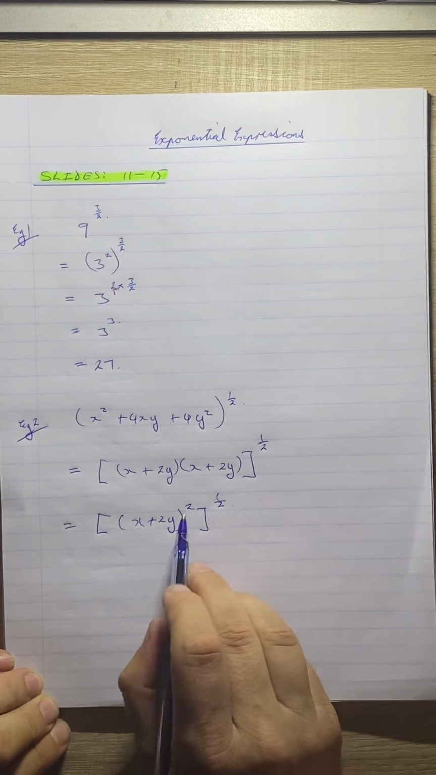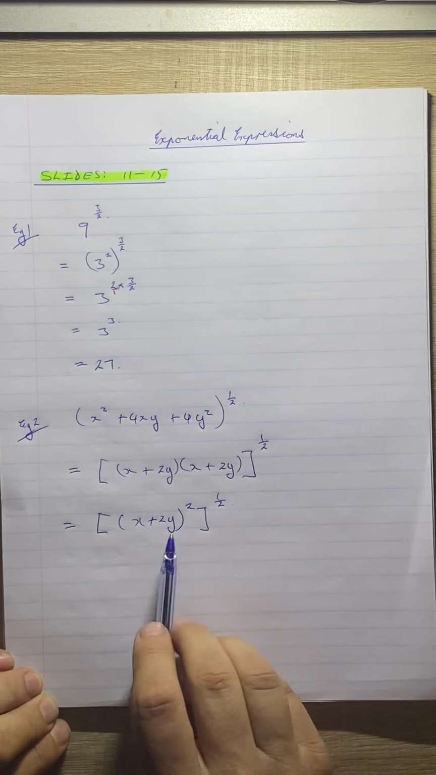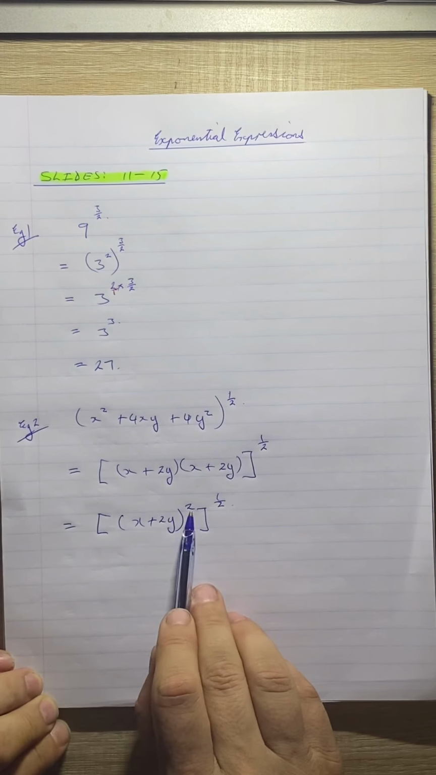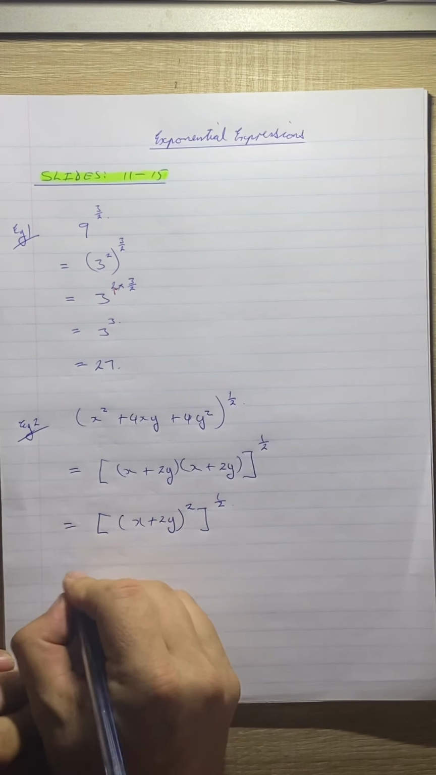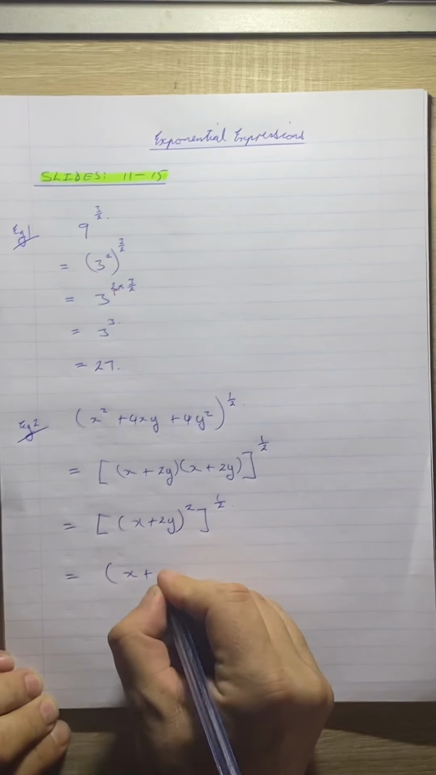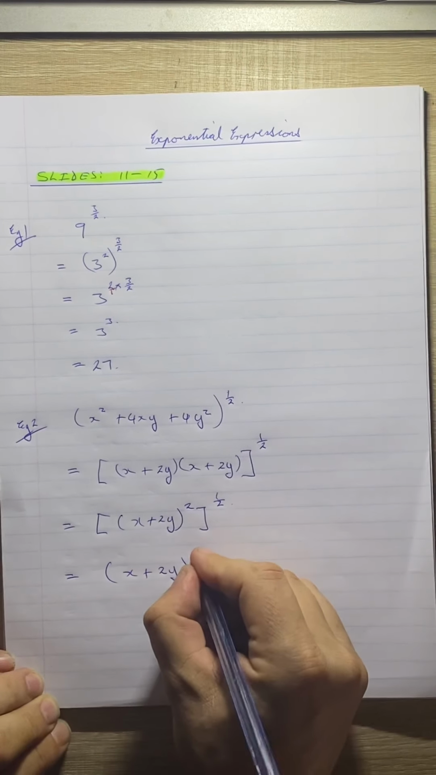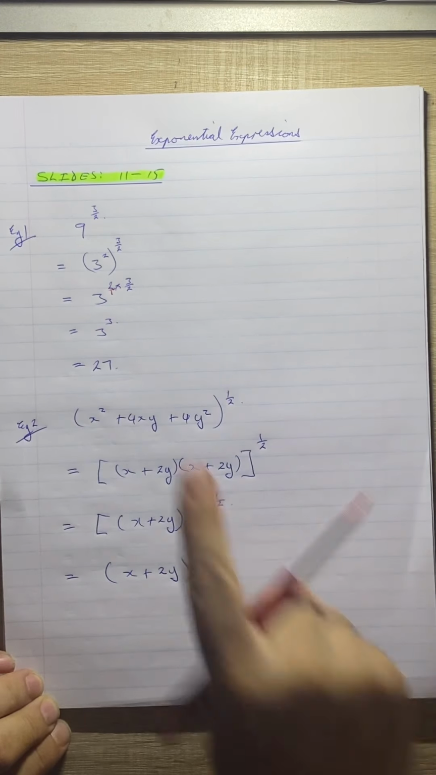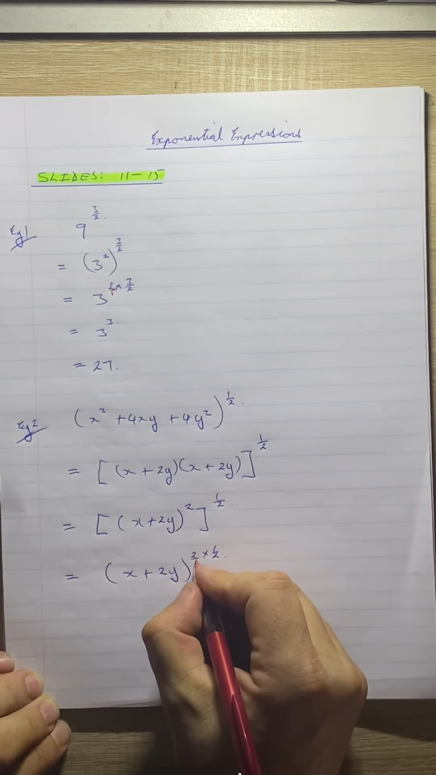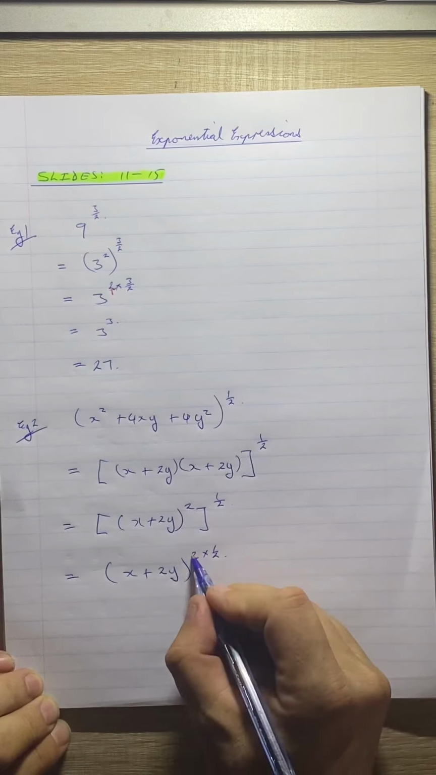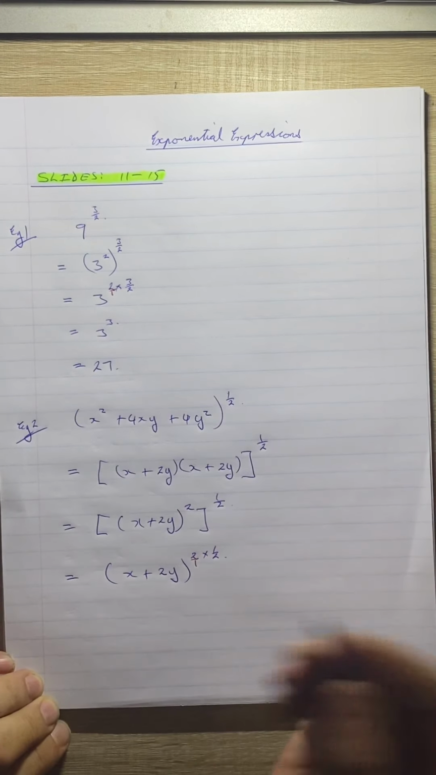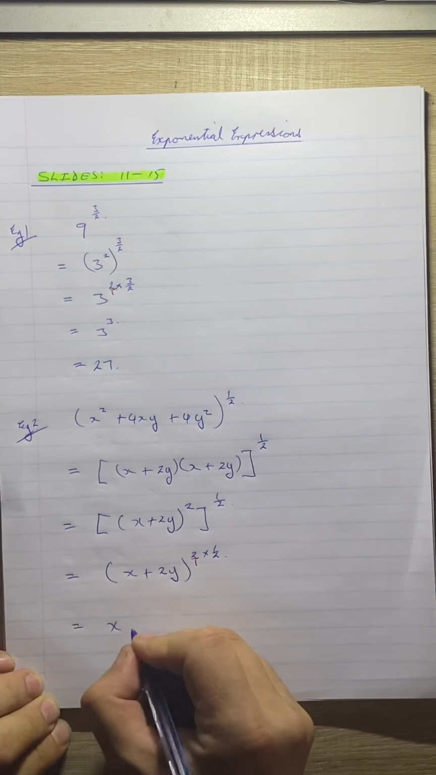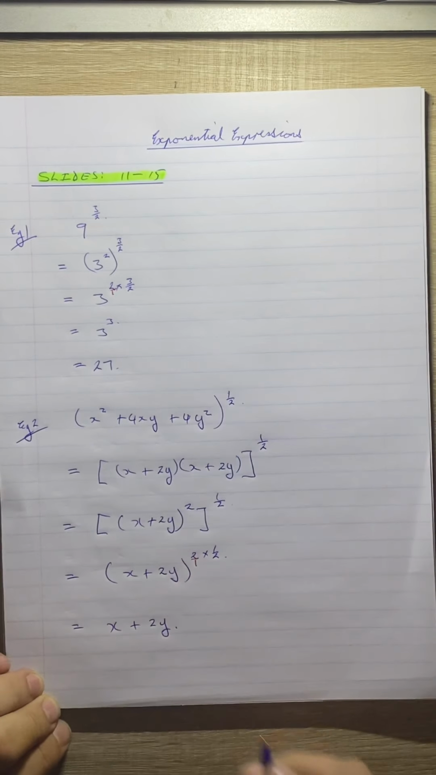Now what I'm going to do is I'm just going to multiply those 2 exponents, because I have something to the power of something raised to another power. So this will be x plus 2y to the power of 2 multiplied by half. Very similar to this one over here. This is over a secret 1. So you can see that the 2's will cancel and you're just left with 1. So your final answer is just x plus 2y.